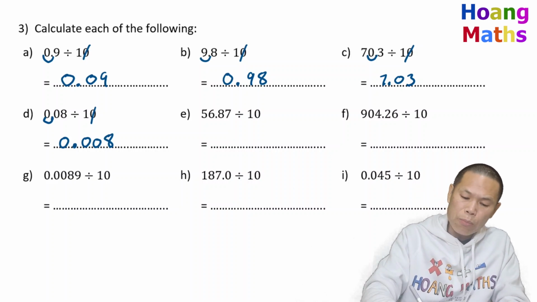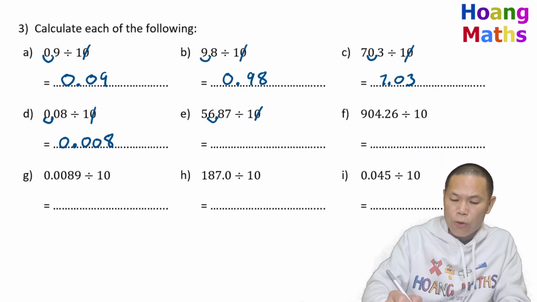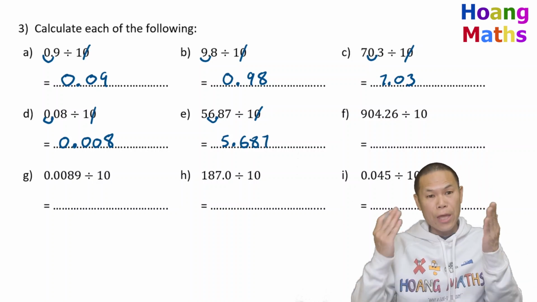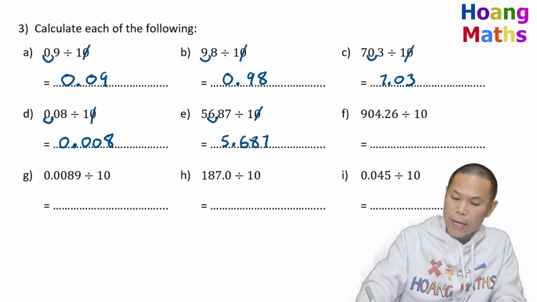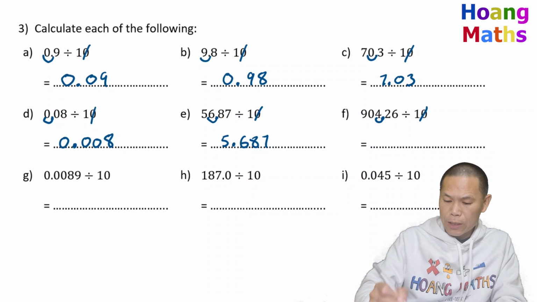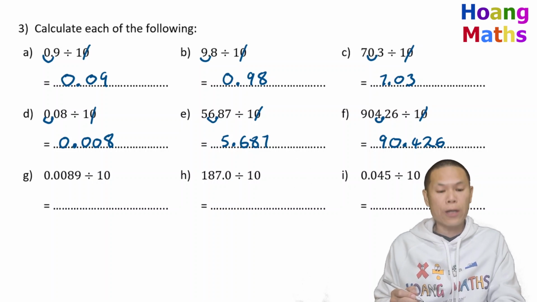So this decimal point here, we move 1 unit to the left. So cancel the 0 out. So the answer is 5.687. There you go. Part F, we divide by 10, so we cancel the 0. This decimal point here, move 1 to the side, so it becomes 90.426. So there you go.